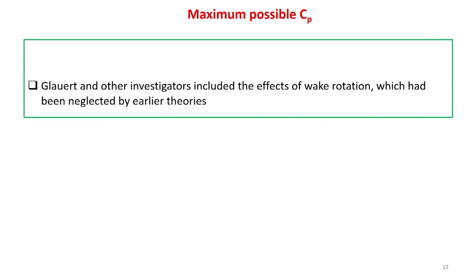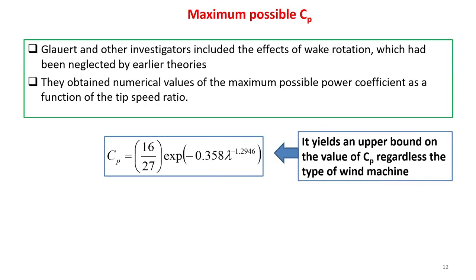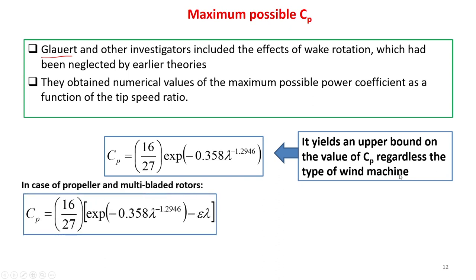Now, let us see how this maximum possible Cp we can calculate theoretically. Many researchers have developed correlations to relate Cp and tip speed ratio. One of the interesting correlations was developed by Glauert and his group: Cp is equal to 16/27 exponential of minus 0.358 lambda to the power of minus 1.2946. And he claims that this expression yields an upper bound on the values of Cp regardless of the type of wind machine. Also, for propeller and multi-bladed rotors, this is the expression where this component has been added, sorry, subtracted.